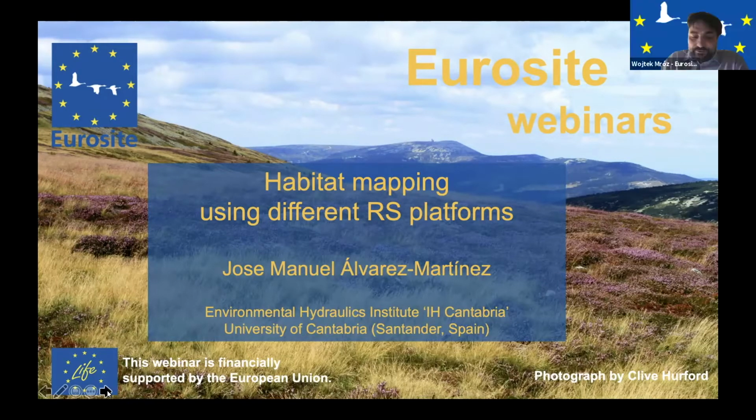We want to improve cooperation between remote sensing experts, practitioners, and site managers. We want to show that remote sensing methods can be inexpensive, relatively easy to use, and above all, allow us to obtain accurate, current data of great importance for biodiversity conservation.